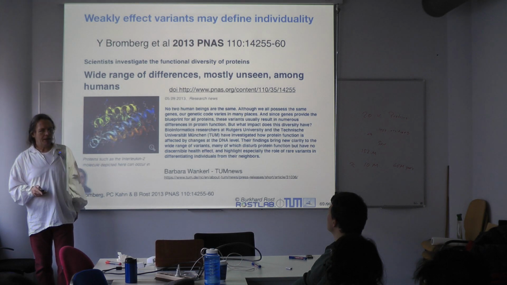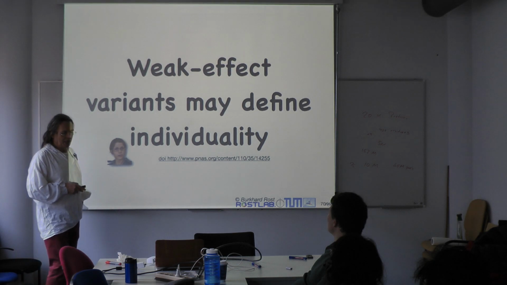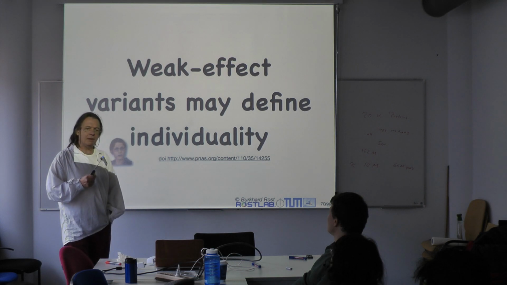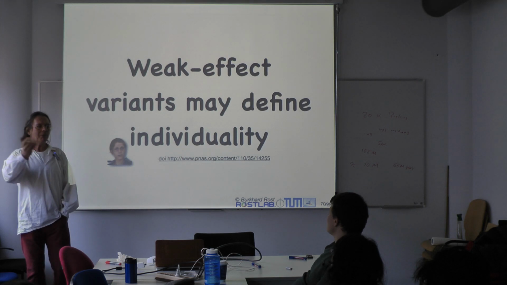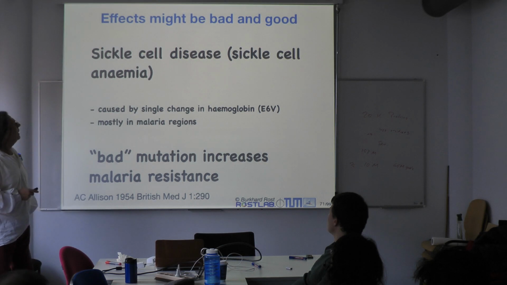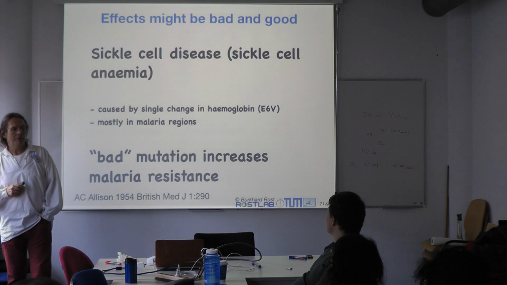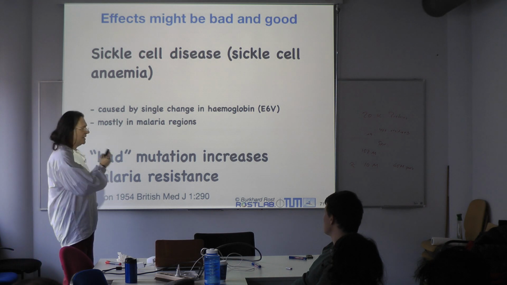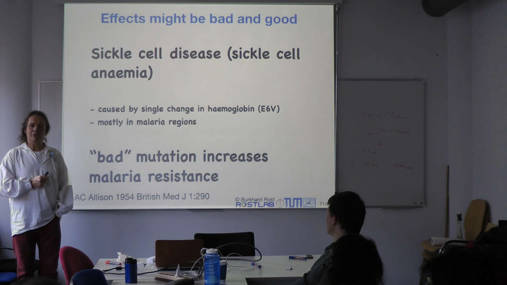Now, it clearly is true, so this is one paper that Yana Bromberg published in PNAS, in which she makes the point that there are a bunch of mildly, almost neutral, but slight effects that sum up to effects that make up our individuality. That could be behind that. But let's go back to another view, and I talked about that already. The sickle cell anemia variant, E6V, causes a bad disease, but the same bad mutation increases the resistance against malaria. So maybe this is the sort of thing.